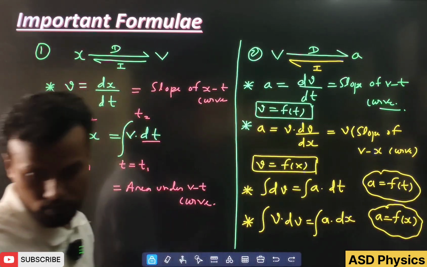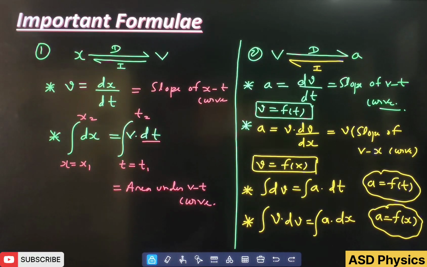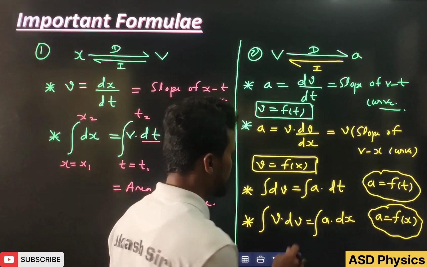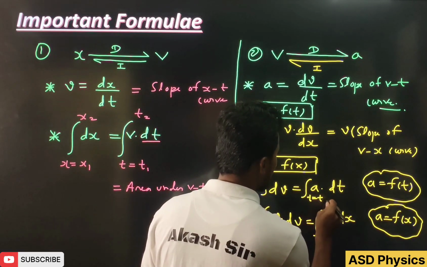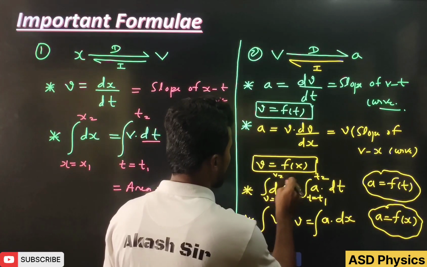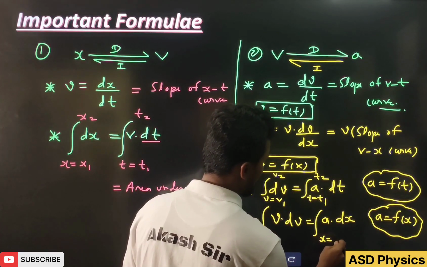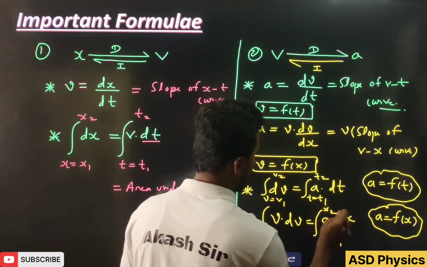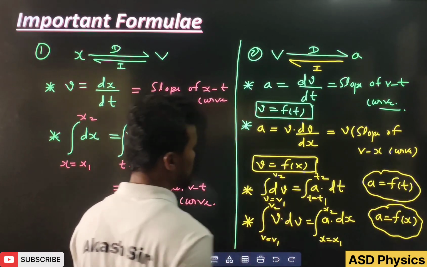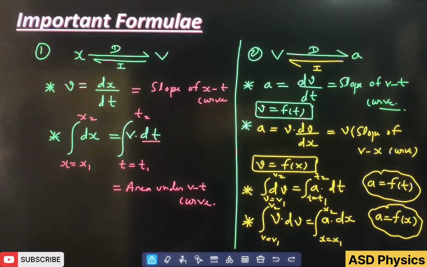Students, kindly see very well, all these basics are needed to solve the questions. Here you can put the lower limit and upper limit: t equal to t1, t2; v equal to v1, v2; x equal to x1 and x2; similarly v equal to v1 and v2. So I have just written the lower limit and upper limit here.